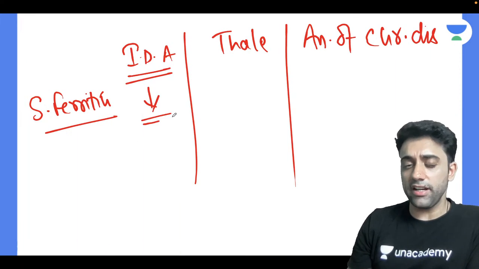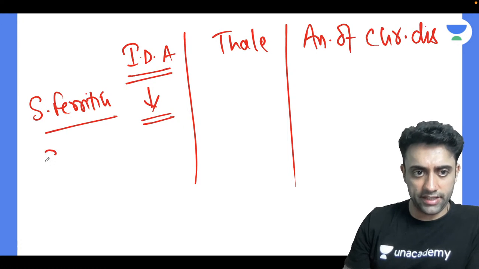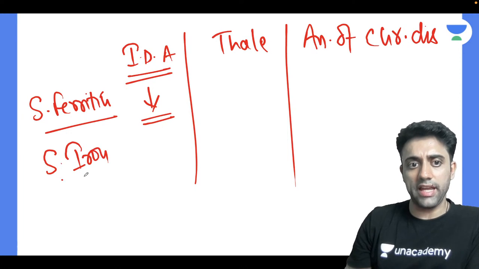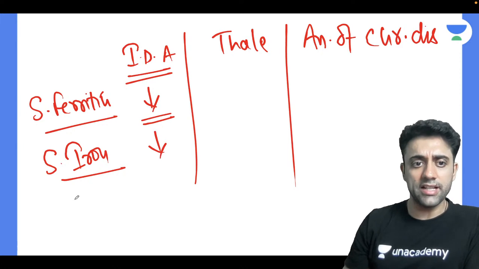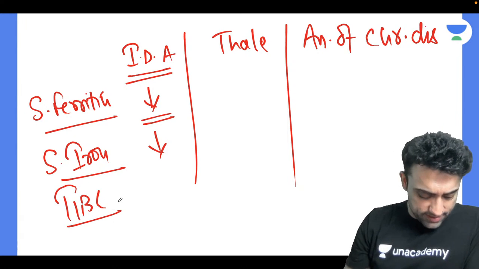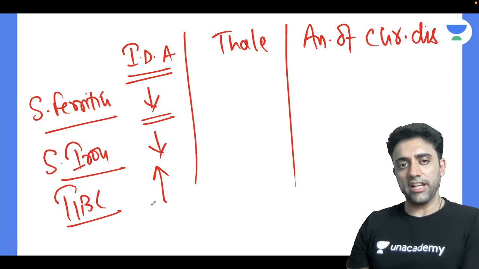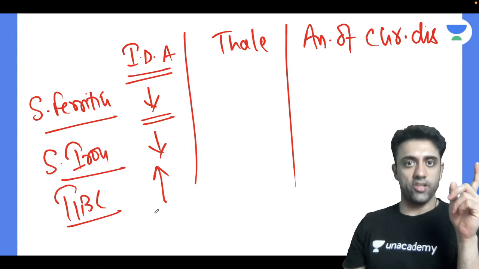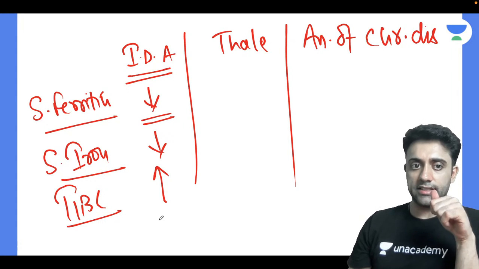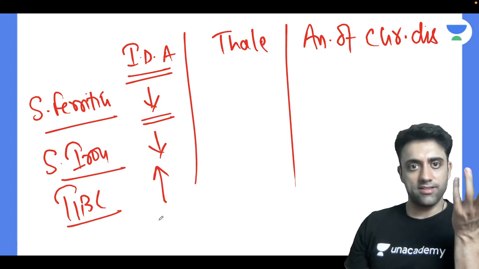The serum ferritin level in a case of iron deficiency anemia will decrease. Even serum iron in a case of iron deficiency anemia will decrease. And what about total iron binding capacity? Exactly. The total iron binding capacity increases. It's a compensatory mechanism. When serum iron decreases, the total iron binding capacity increases.